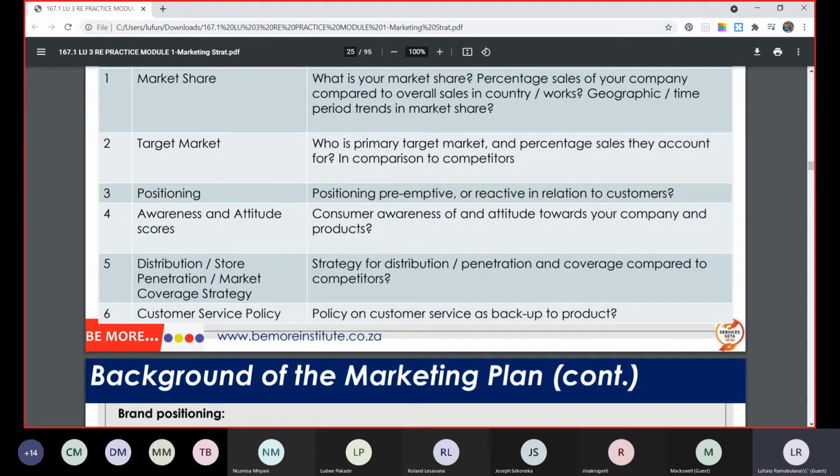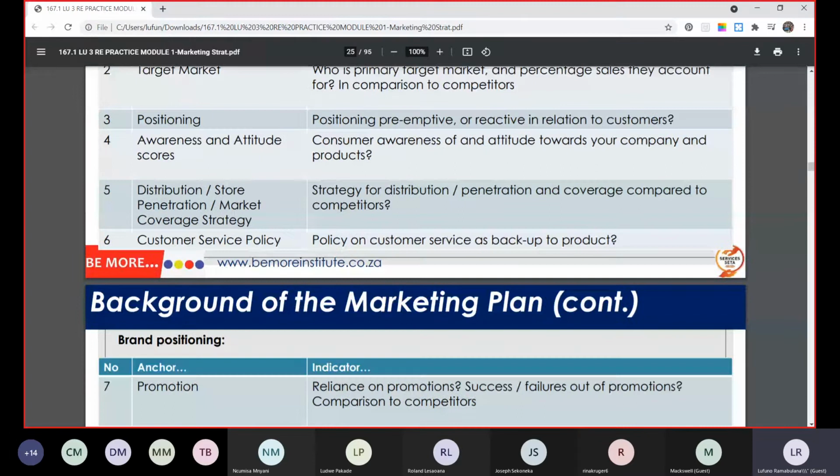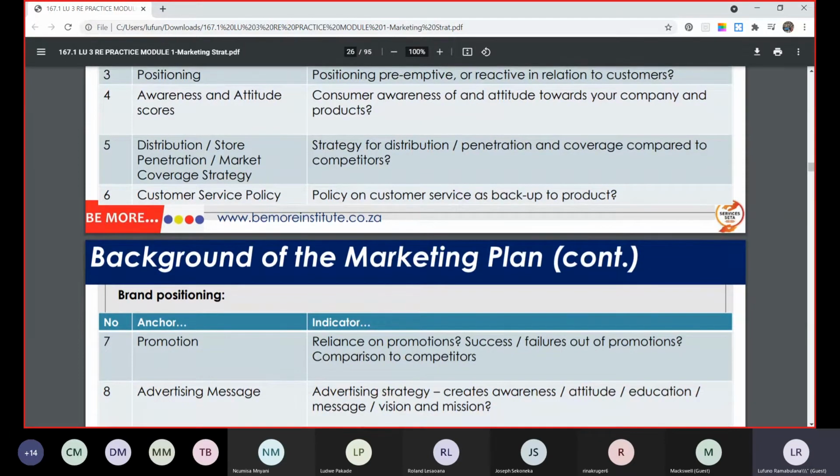Your distribution, your store penetration and your coverage strategy. How are you going to distribute your product compared to your competitors? How are you going to penetrate the market, for instance? How much of the target market are you going to be able to cover compared to your competitors? You are also looking at your customer service policy. Of course, in our sector, most of these things are regulated by the different laws that we have. I think Rina went through some of those things. What does consumer protection say about that particular product? It's not just something you make up; there could be underlying laws that protect the consumer in relation to that particular product.